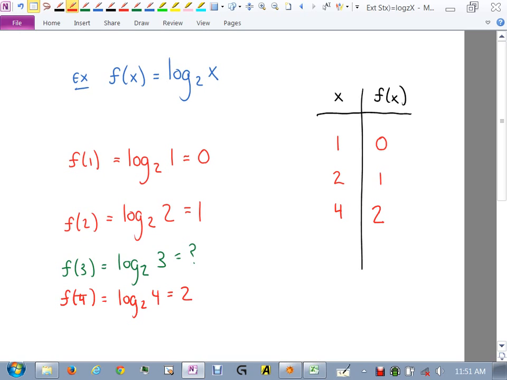What would the next number I should plug in be? 8. Right? Not 6, because 2 to what gives you 6? I don't know. But 2 to the third power gives me 8. So I'd want to plug in 8 next, and it should spit out 3. Do you follow me? And then I should plug in 16 and get 4.